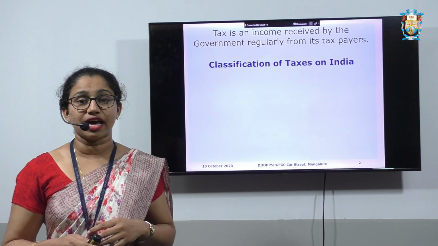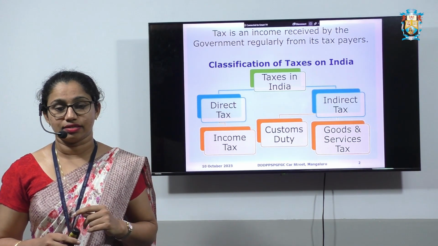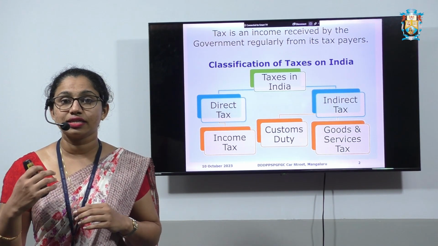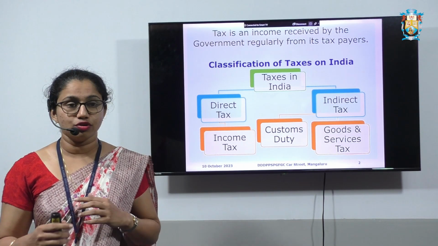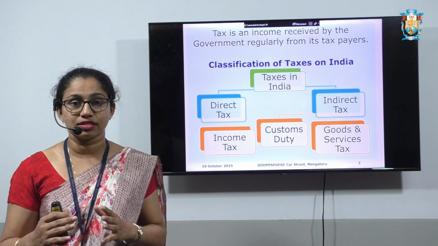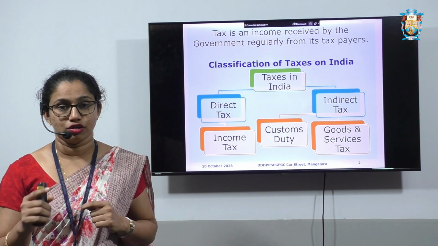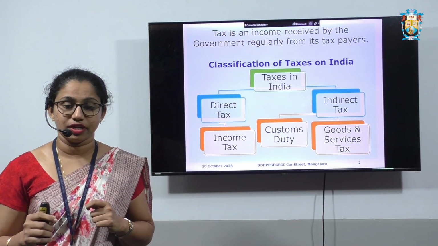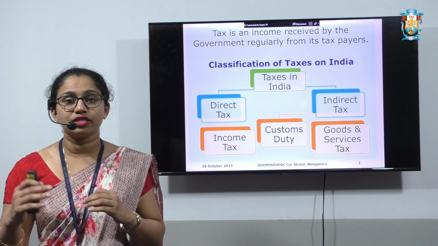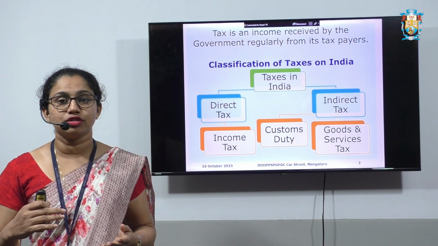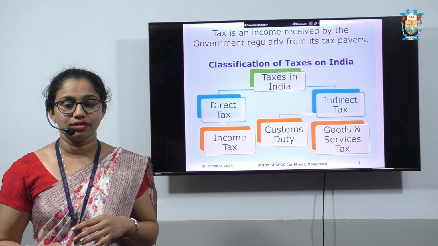What is the classification of taxes, especially in India? There are two kinds of taxes: one is direct tax and the other is indirect tax. Direct tax is paid directly by a person to the government, normally income tax or wealth tax. Indirect tax is not paid directly by the person to the government; instead it is paid indirectly. For example, goods and service tax, where we pay tax on certain products, and that particular person later pays the tax to the government. So there are two kinds of taxes: direct taxes and indirect taxes.